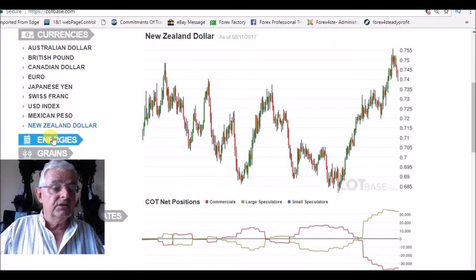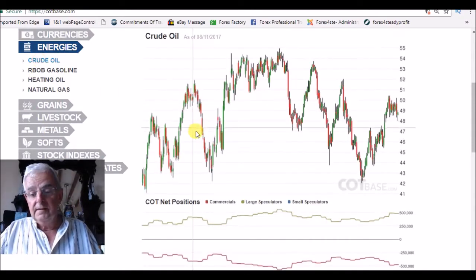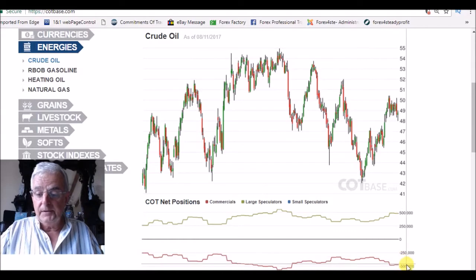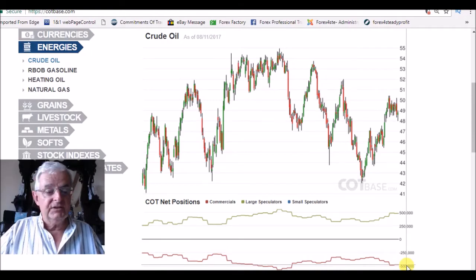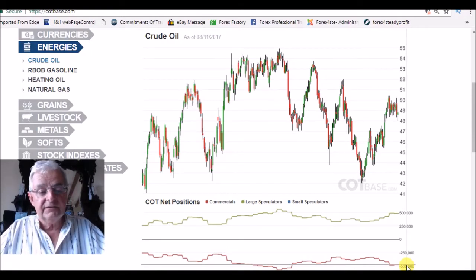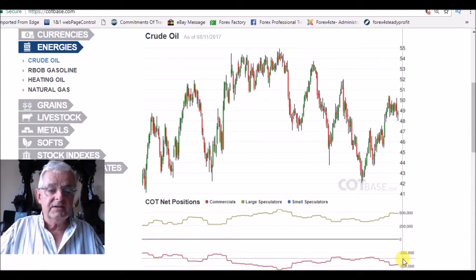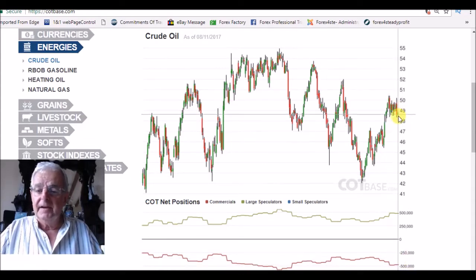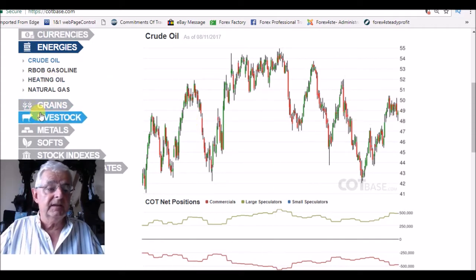Next, energies. Crude oil. We're still very bearish, and as far as I'm concerned, it started to fall off the highs. We've had a couple of nice red candles down. See if that'll continue into next week.